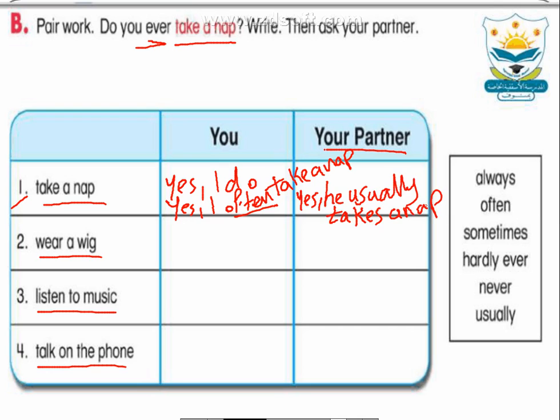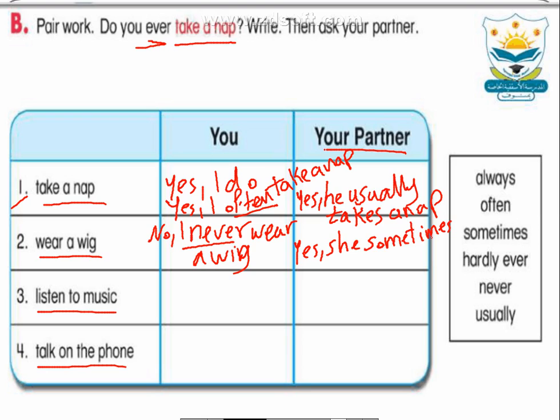Okay? Number 2. Do you ever wear a wig? My answer will be no, I never wear a wig. It means I don't wear a wig. As I told you before, we use never and hardly ever to express negative, عشان أعبر عن النفي. And if I'm talking about my friend, I will say yes, she sometimes wears a wig.